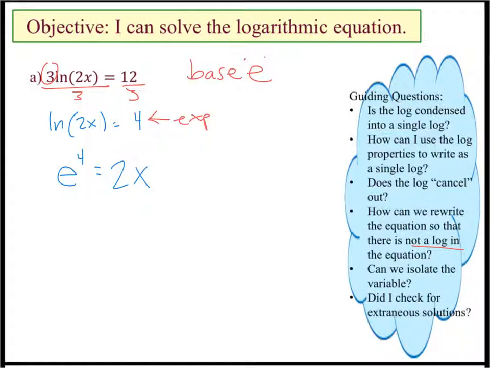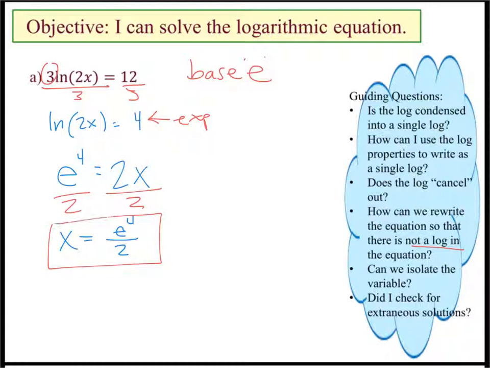So isolating our x, we would just divide by 2. Now just recall e is a number, it's 2.7 with some decimals after it. So don't be freaked out about that. And so we get x equals e to the 4th power over 2 for our final answer.